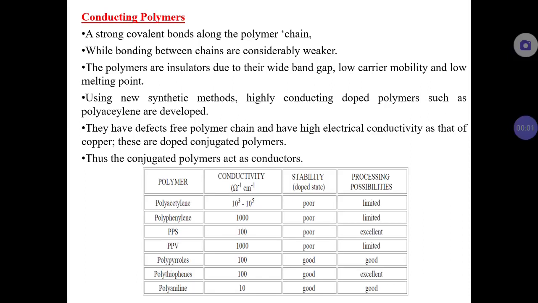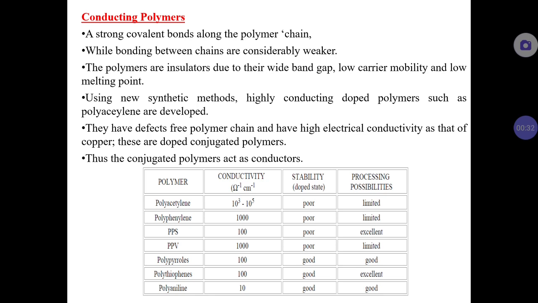Dear students, in this video lecture, we are going to learn about conducting polymers. Generally, we know that polymer materials are insulating materials. There is no conduction possible in polymer material, and this is mainly due to the strong covalent bonds. So, generally, polymers consist of very strong covalent bonds along the chains, while bonding between the chains is considerably weaker.